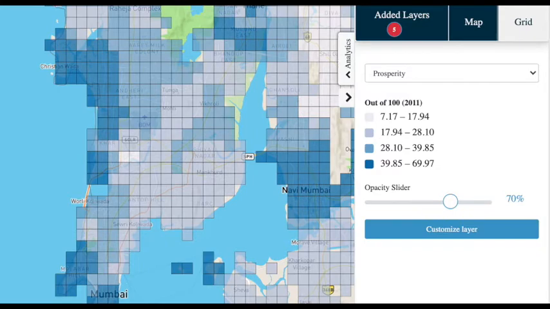Now, we all know that the western side of Bombay or Mumbai is very prosperous, and we can see that over here. But what is not seen is Navi Mumbai is as prosperous as a Bandra or a Worli.